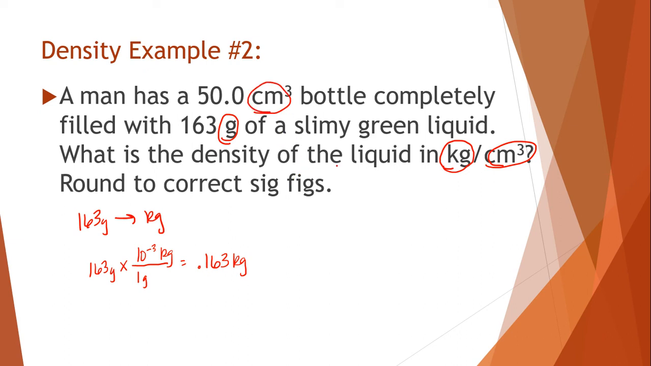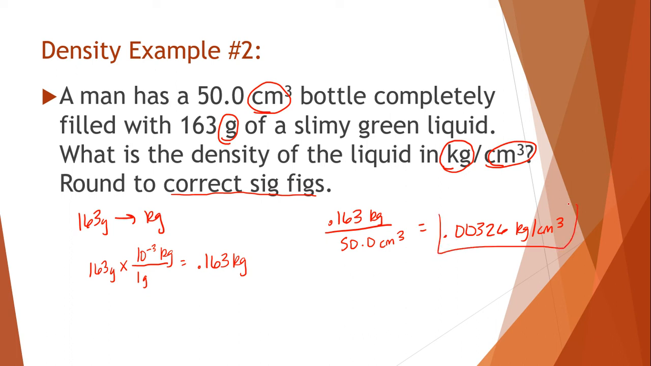Now I just divide. So I have my 0.163 kilograms divided by my 50.0 centimeter cubed, and that gets me an answer of 0.00326. Make sure I have my units, kilograms per centimeter cubed, because I'm dividing those. And last but not least, correct number of sig figs. This number has 3 sig figs. This one also has 3. So my answer should have 3, and it does. Remember, these zeros do not count because they are leading zeros.